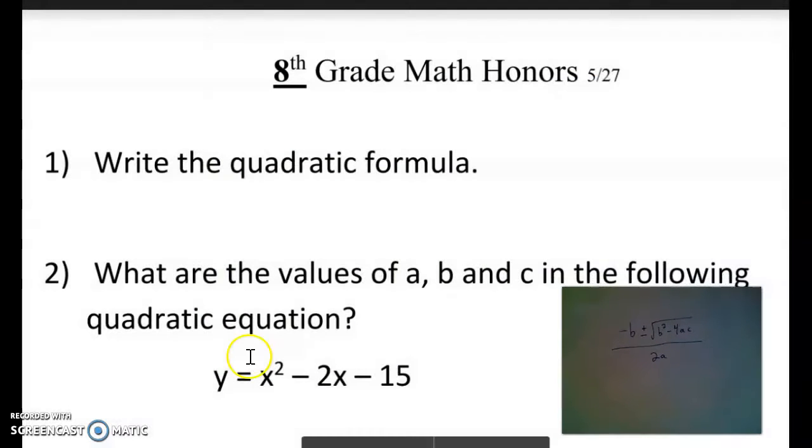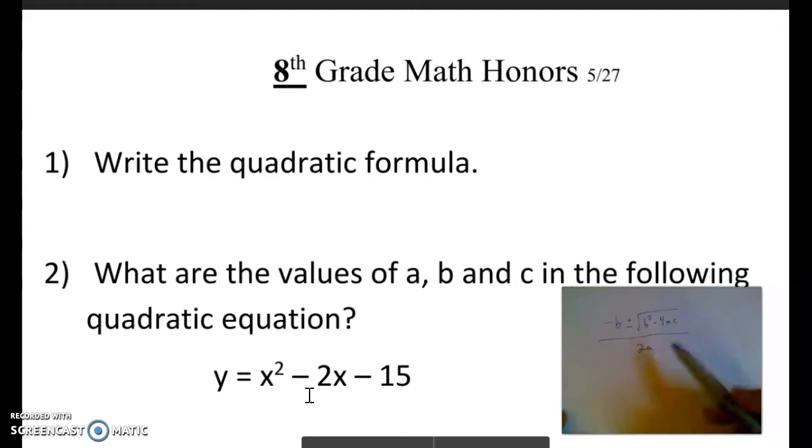So then number 2 says, what are the values of a, b, and c in the following quadratic equation? So in the formula, we have a, b, and c. There's more than one a and more than one b, but they're all in there. And if you have an equation like in number 2, the a is always how many x squareds you have, which is 1. The b is how many x's you have, which is negative 2. And the c is your y-intercept, which is negative 15.